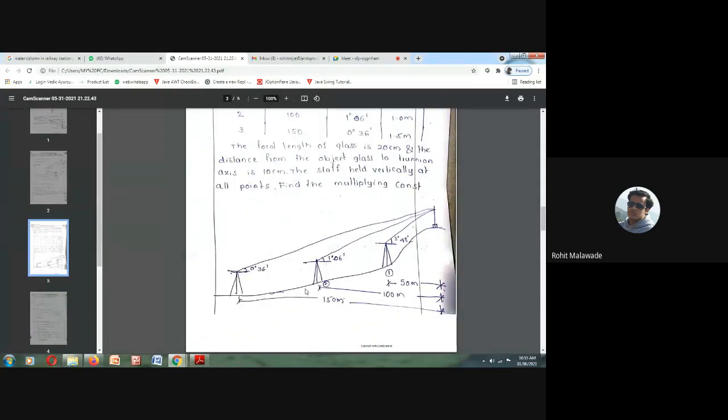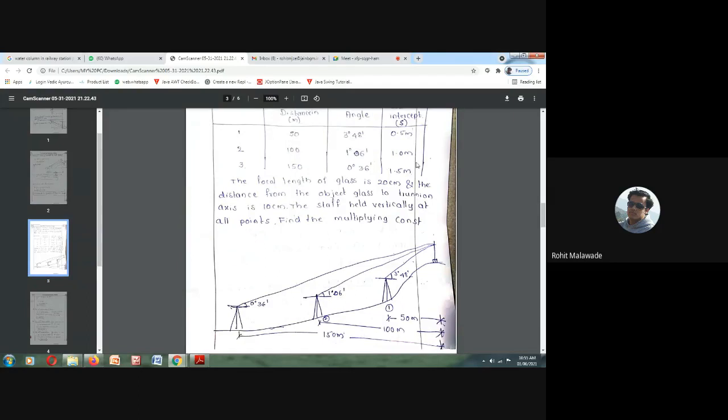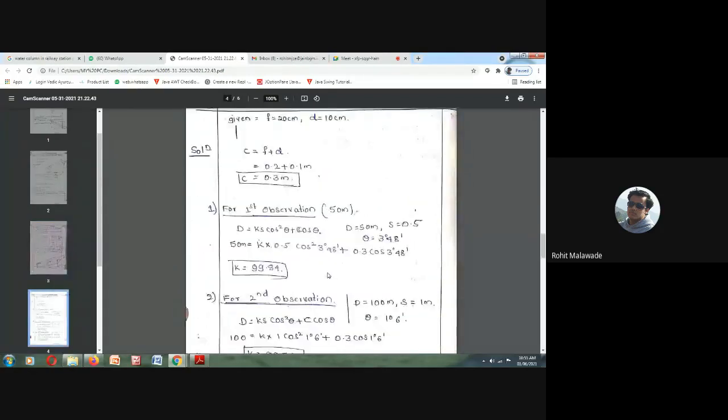For the second observation, now you need to look at this particular point. Now, what is your distance D? D is 100 meter. Theta is 1 degree 6 minutes. Staff intercept is 1 meter for the second point. For the second observation, these are the readings you are going to have.